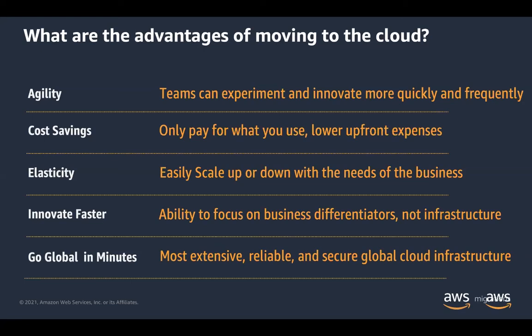Next one, innovate faster. Since you're not focusing on infrastructure, you're not focusing on potential human errors that might occur during infrastructure maintenance, you are able to focus on the things that matter, your business. So you are able to innovate faster. And lastly, going global in minutes. Now with AWS, there are multiple regions where you can deploy your solutions, and you can literally provision resources across the globe.